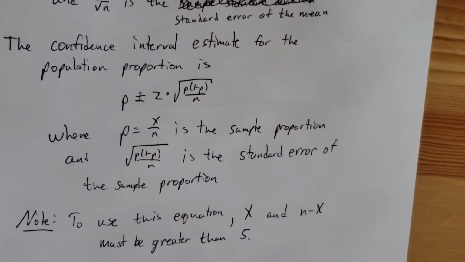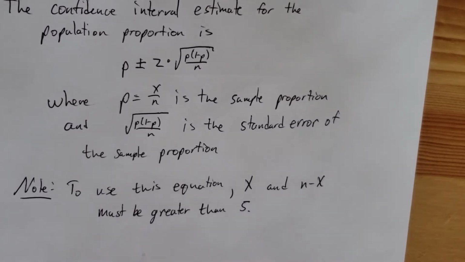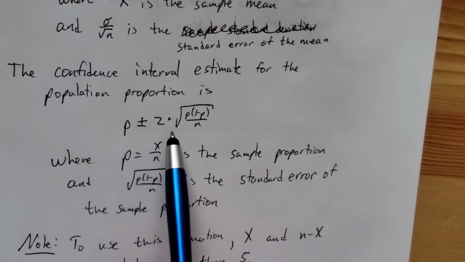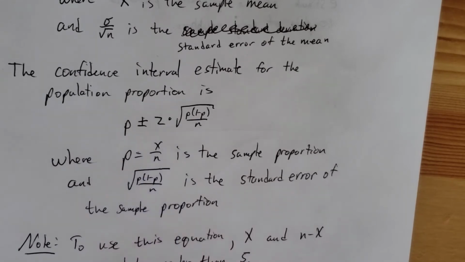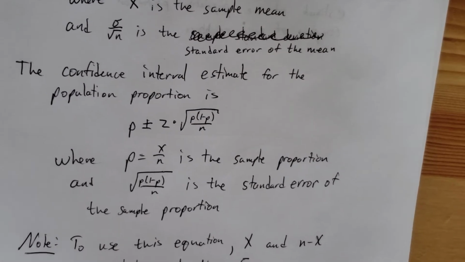Okay, one quick note. To use this equation, we need x and n minus x to be greater than 5. That allows this formula up here to be a good estimate. All right, so we just want to do a quick example with all of this information.